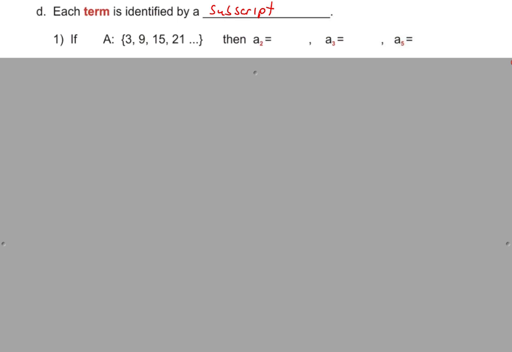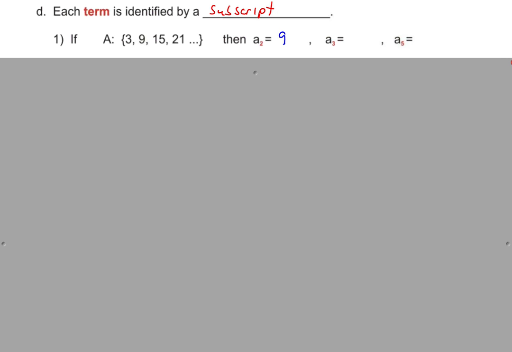All right, so what's the value of the second term? And that's pretty easy. It's 9. So a sub 2 is 9. All this is the notation. We just want to make sure you know the notation. So a subscript 2, usually the wording is a sub 2. You say sub instead of subscript because we shorten it. So a sub 2 almost sounds like a of 2, but it's a sub 2.